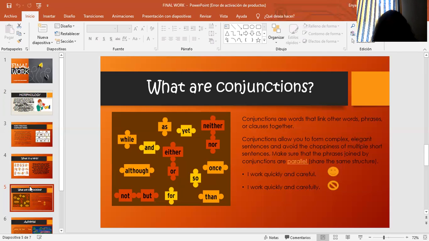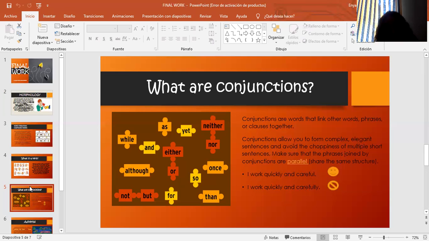I think that this is all that I have to say about conjunctions. Yeah, I'm sorry for my pronunciation, teacher. Don't hate me. I'm going to be better someday.